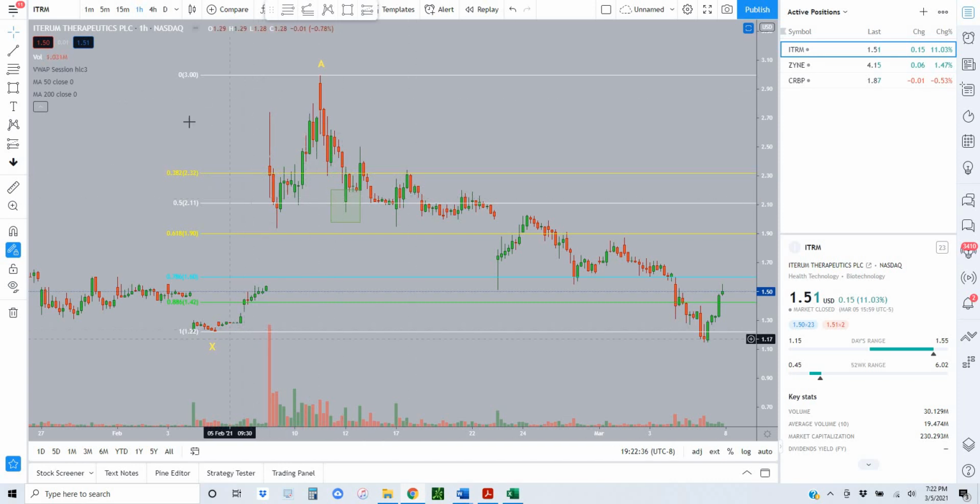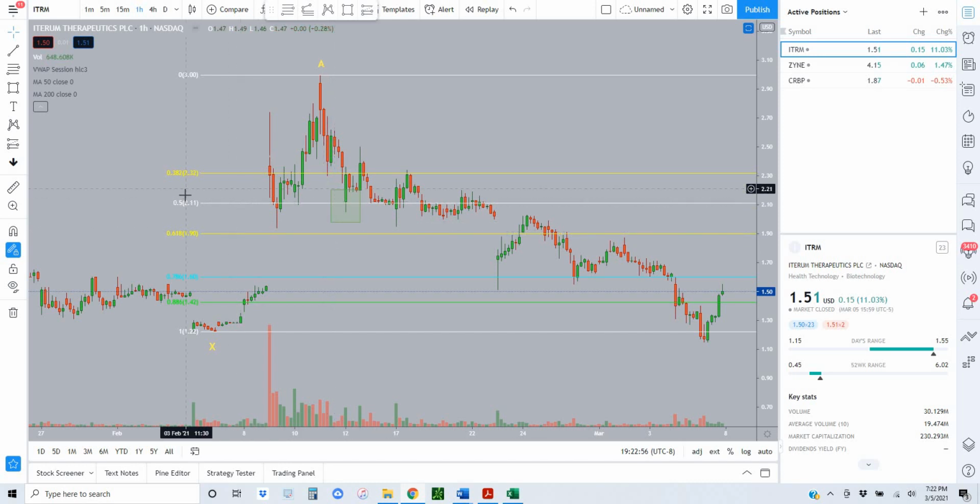So condition number 1 of a retracement of X to A has to be at least 50%. It can go all the way down to a 618, but it cannot touch the 618. Once it touches the 618, it's invalid for a bat pattern. Now you're starting to get into the qualifications for a Gartley pattern. That's a totally different thing. We're just going to focus on the bat pattern right now.